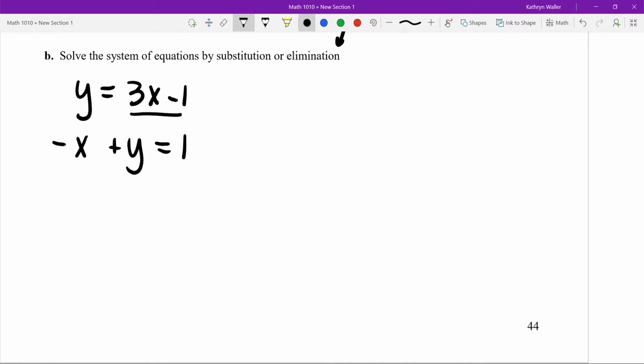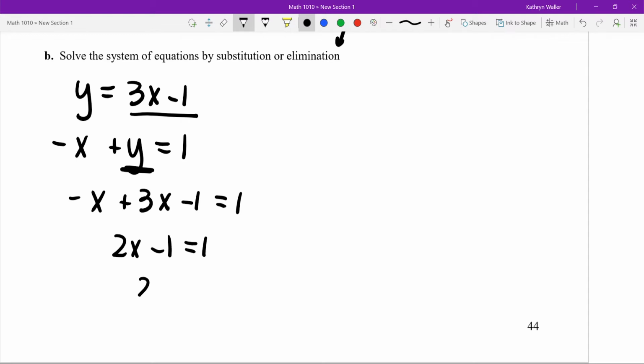Take this y, 3x minus 1, and put it right there. Substitute it in for that guy. So it's negative x plus 3x minus 1 equals 1. So now I have 2x minus 1 equals 1. That gives me 2x equals 2, which gives me x equals 1. So I'm going to go 1 comma something.